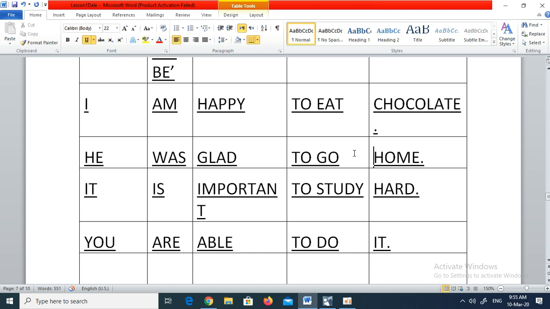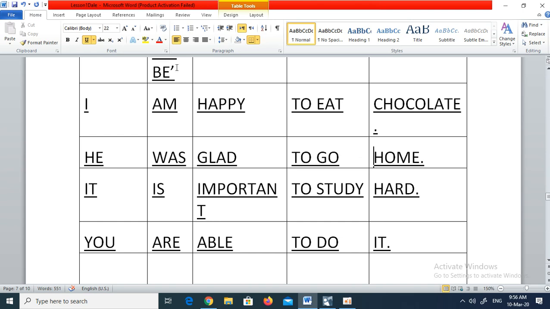And again, if we stop at glad, he was glad, we have a question. Why was he glad? What was the reason? What made him glad? If we use the infinitive after glad, the infinitive to go carries forwards the meaning of glad. And you now have your answer. He was glad to go home. All right.